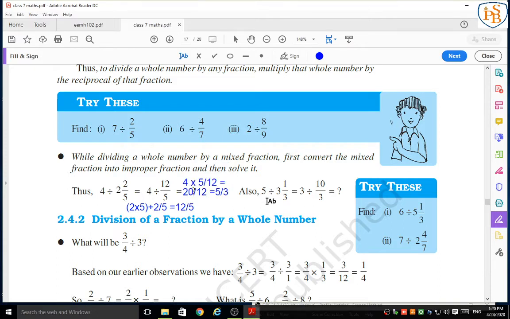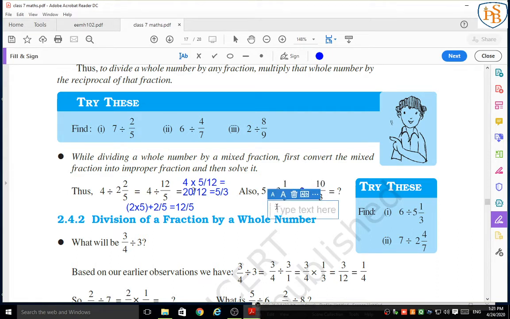Look at here, 5 divided by 3 and 1 upon 3. So it is equal to, how they converted, they wrote here 5 as given, and divided by, this mixed fraction converted into an improper fraction. Look at here, 3 3s are 9 plus 1 is 10, 10 upon 3. Look at here, they wrote here 10 upon 3.